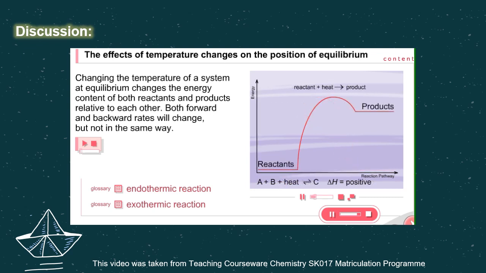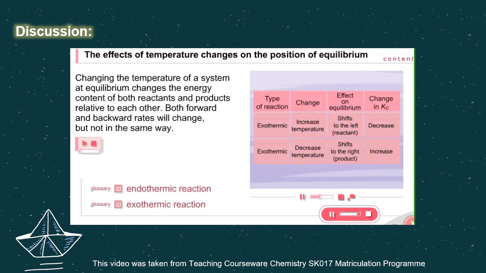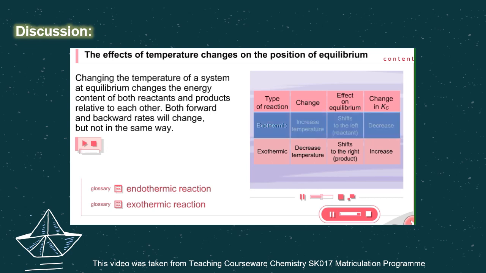If the forward reaction is endothermic, heat is a reactant. So increasing the temperature shifts the equilibrium to the right. More products are formed. A change in temperature changes the value of the equilibrium constant. For an exothermic reaction, the concentration of the products in an equilibrium mixture decreases as the temperature increases. So the value of the equilibrium constant will decrease.